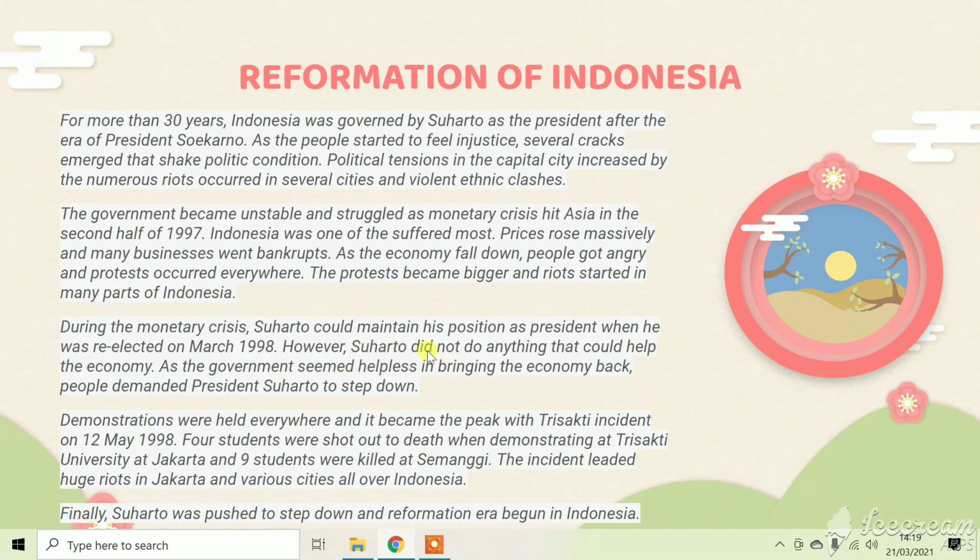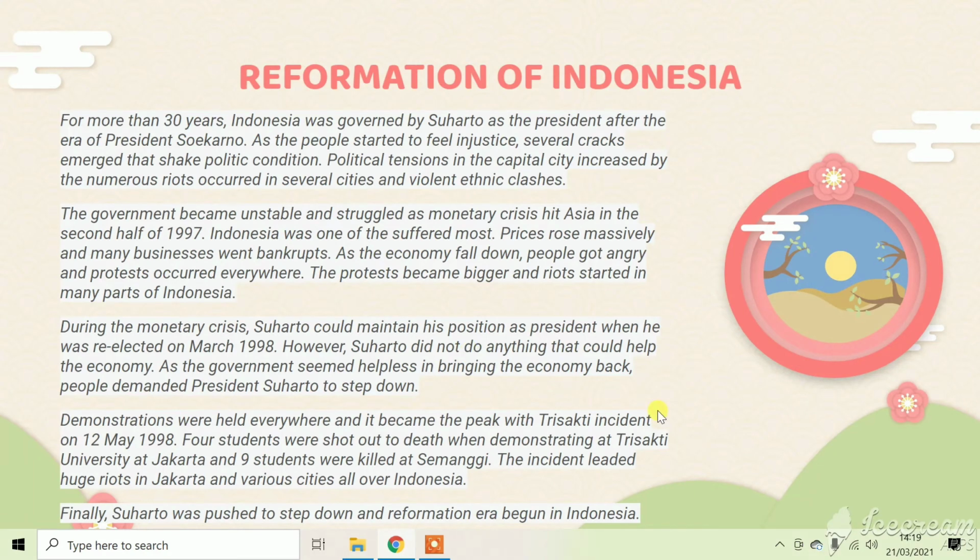And here, Suharto didn't do anything. Do you remember? It is a kind of past tense, right? Yeah, didn't do. It is a kind of past tense in the negative sentence of past tense. So we conclude that most of the sentences in historical recount text use past tense.